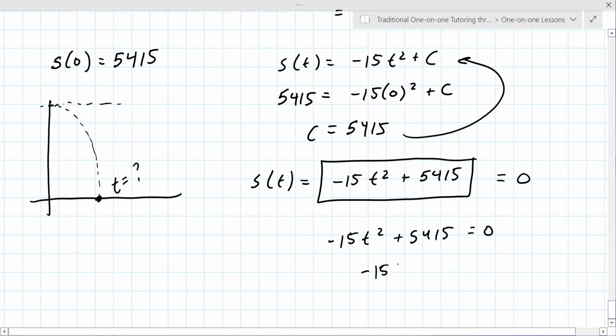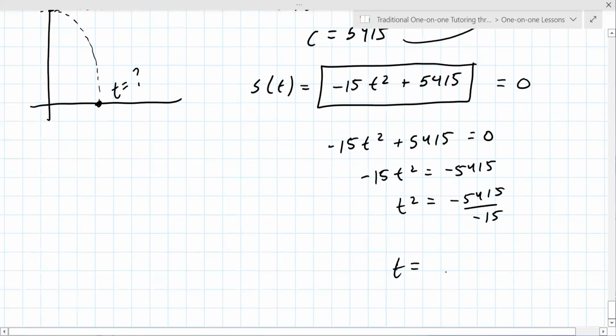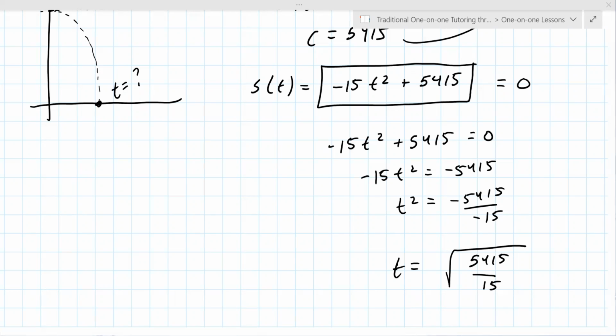So it's minus 15t squared equals minus 5,415. Divide by minus 15. And then you can take a square root of that. And it does say to simplify your answer. That's interesting. Maybe it works out nicely. And it does. It's 19 seconds.